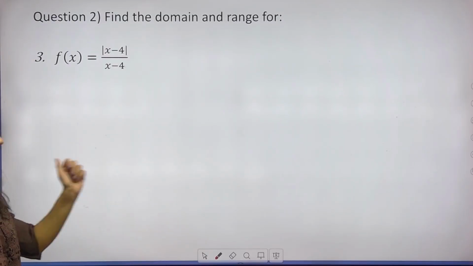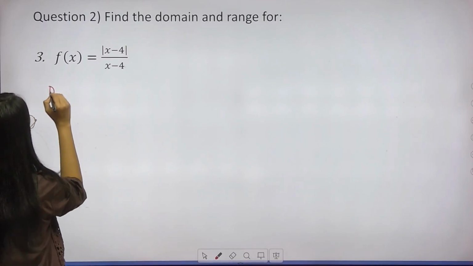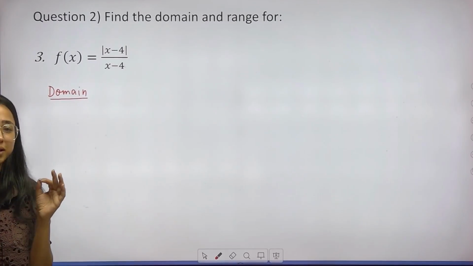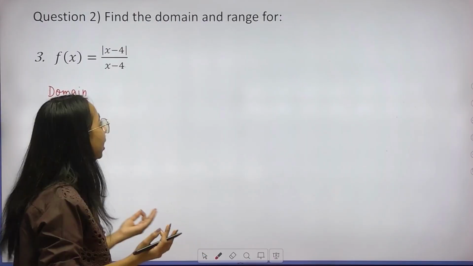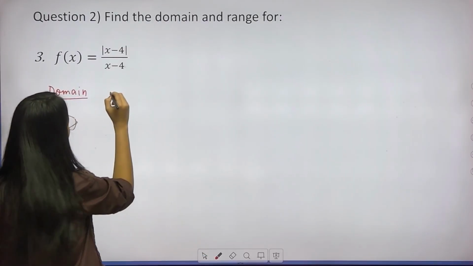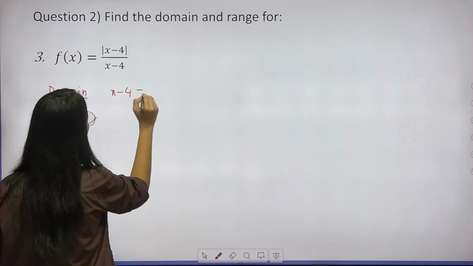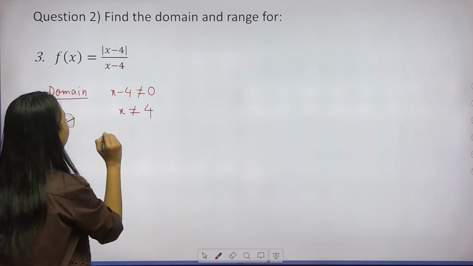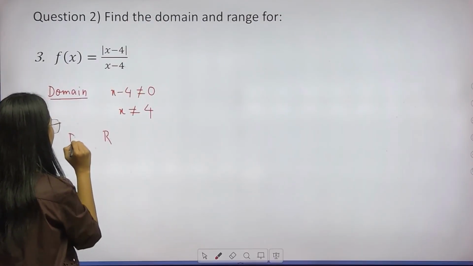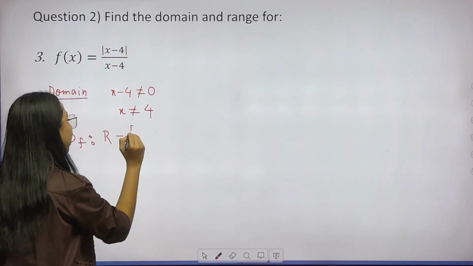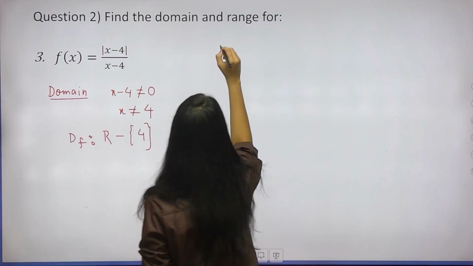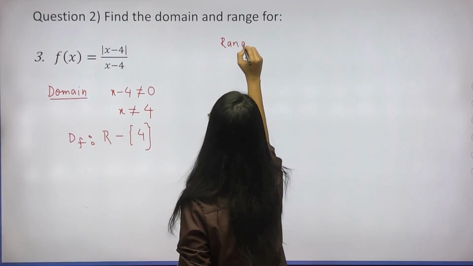Okay, so let's now find the domain and range of this particular function. For finding the domain, we already know that the denominator cannot be equal to 0. So x minus 4 will not be equal to 0, which means that x is not equal to 4. So what will be the domain? Domain will be all real numbers except 4. Got it?